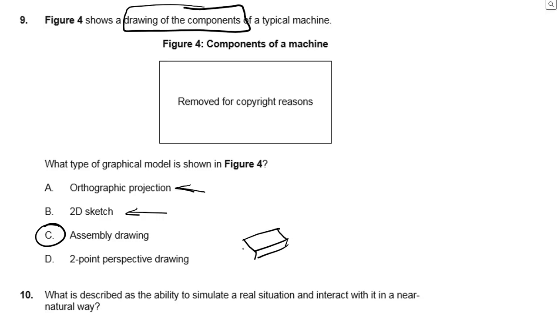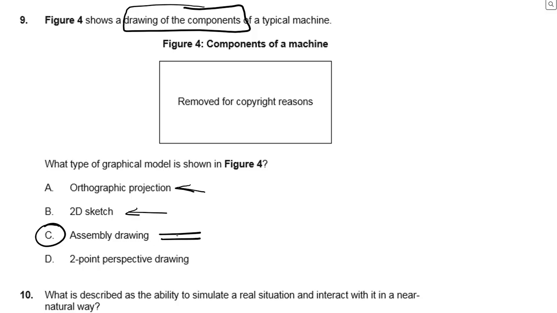Let's say we have a tray and then we have a box, right? And how this fits together is essentially an assembly drawing. And so that's how we see all the components. So let's define each of these.